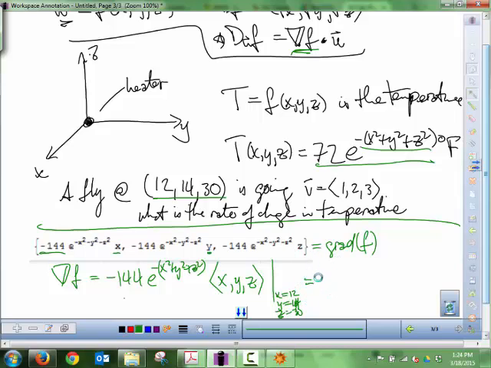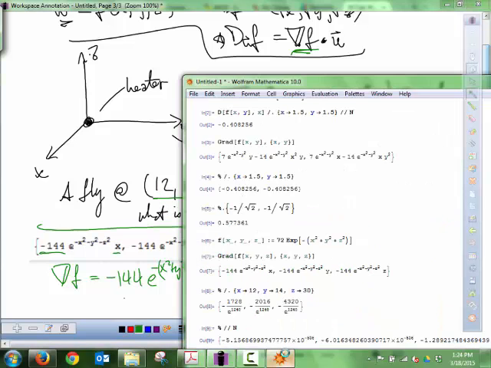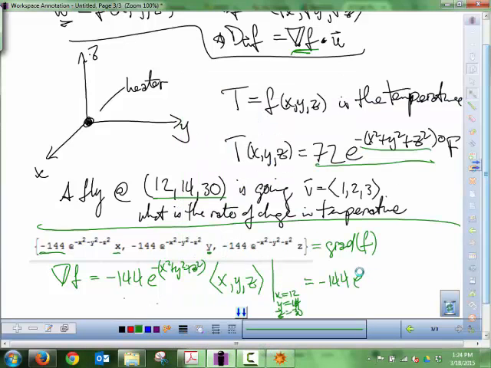Negative 144. Did you guys figure out what 12 squared plus 14 squared plus 30 squared is? Yeah, 1240. So that's my gradient evaluated at that specific point.